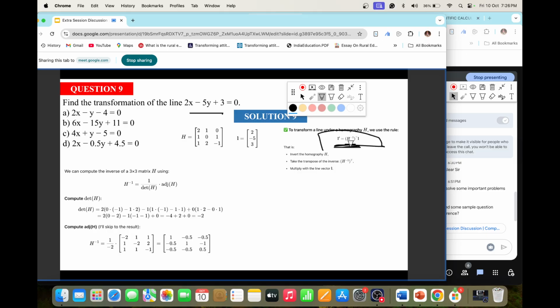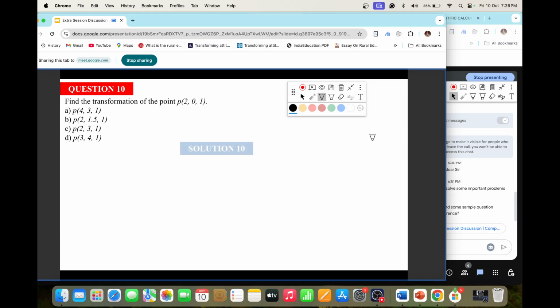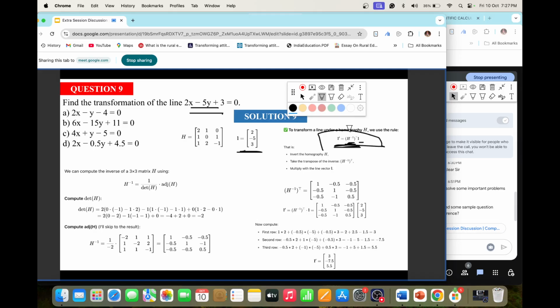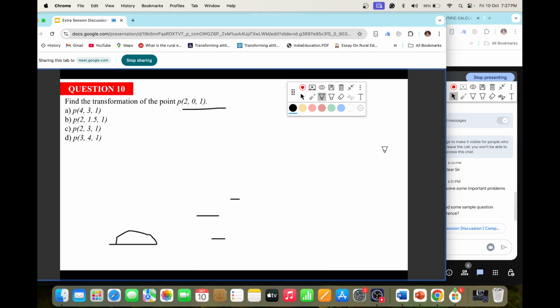So just do this. H you have been given, you just have to find the H inverse and then multiply with the equation of the line given, and you can get the answer. Okay, so this is the important formula. Then question number 10, find the transformation of the point. This is that question that I have told you. You have this H, you have this P, then you do H dot P and you get the answer. So this is the formula for your point transformation and this is the formula for your line transformation. Just remember these two formulas.